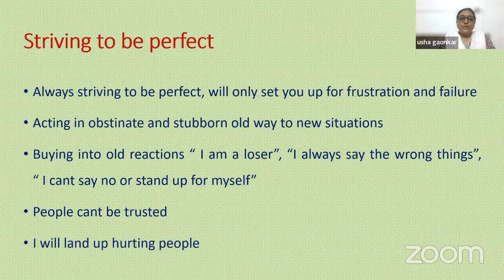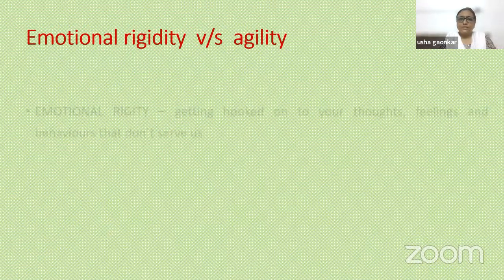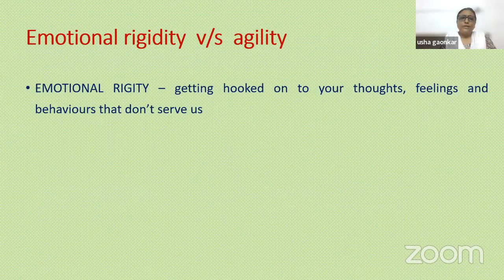And then there is also a feeling that I might land up hurting people. So in the process of striving to be perfect, these are all the obstacles that we come across. So, what is emotional rigidity versus agility? Rigidity is getting hooked onto your thoughts, feelings, and behaviors that don't serve you, frankly speaking.